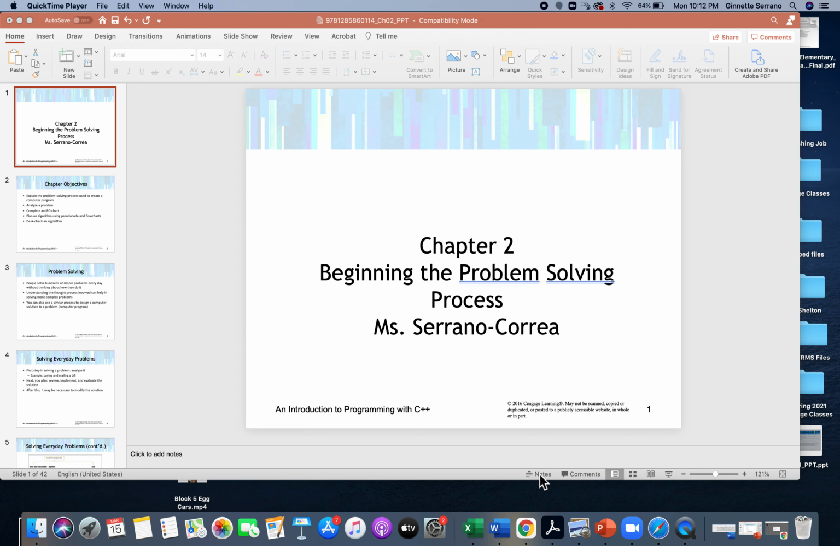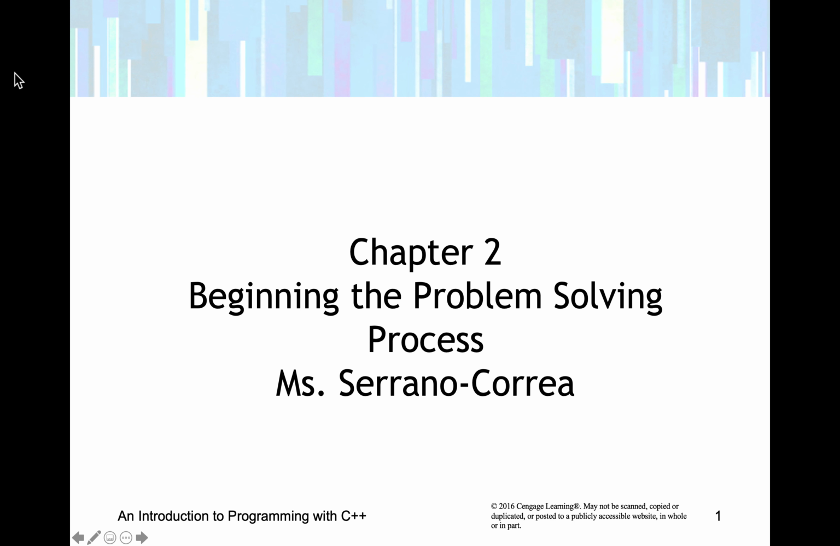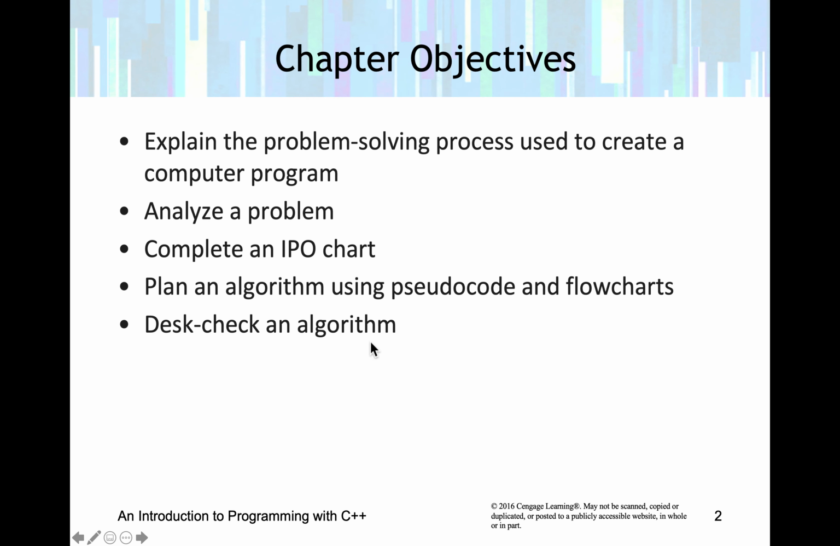Okay, so this is chapter 2, beginning the problem-solving process. Let's see, I want to present. There we go. Okay. So the objective for this chapter is to explain the problem-solving process. When you're given a problem, which you're going to be given for every single lab assignment, how do you go about solving it?